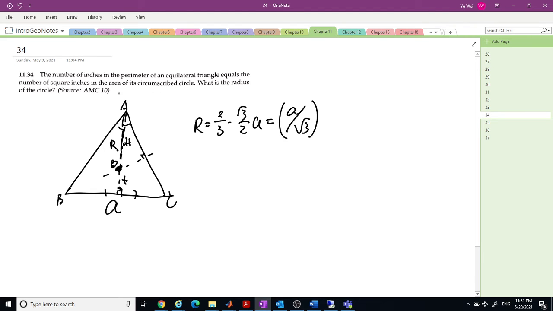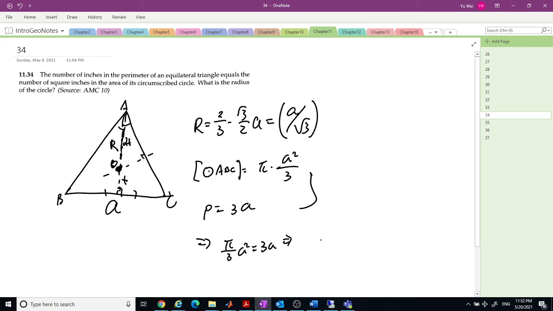Okay, now we can calculate the area of the circumcircle. So the area of the circle ABC will be pi times a squared over 3, and that is equal to the perimeter, right? The perimeter is 3a, so they are equal. Then you can see pi over 3 a squared is equal to 3a. Then we know that a equals 9 over pi.